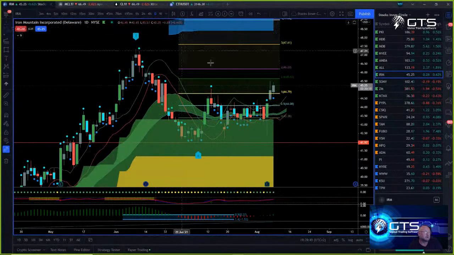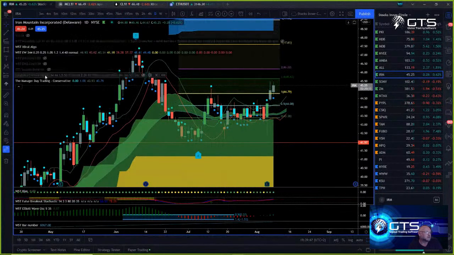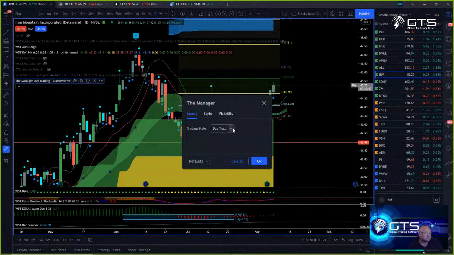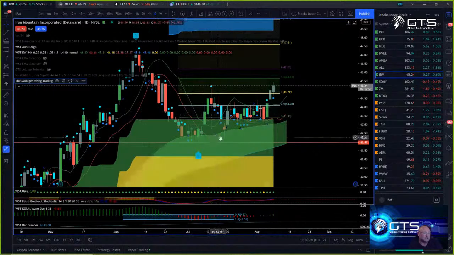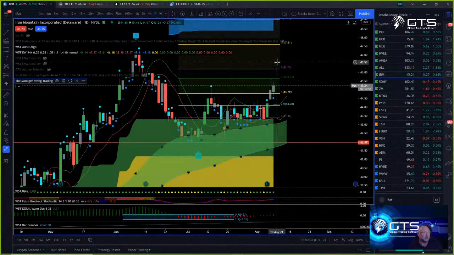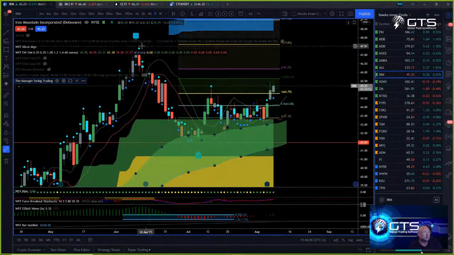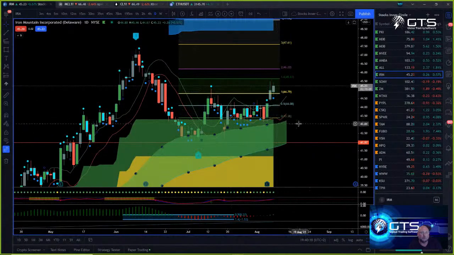But again, this is not parabolic, so I would change that to swing trading. Look how fat and wide that green cloud is there. Okay, so again, depends on the move. This move is not parabolic yet. I think I'd need another higher high, higher low tomorrow to confirm that and test this wave 3. So right now that would remain on there.